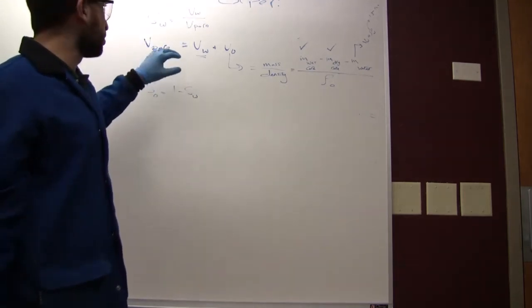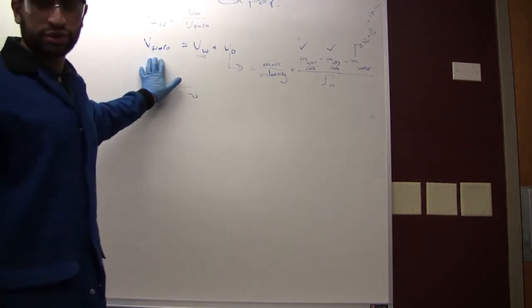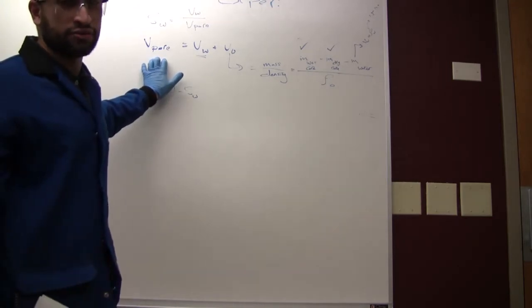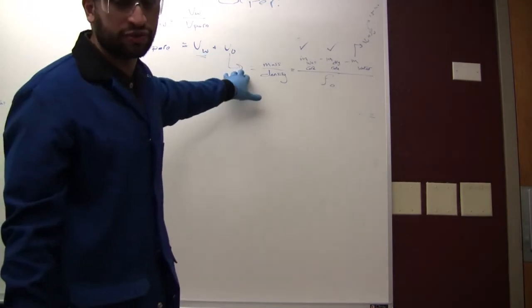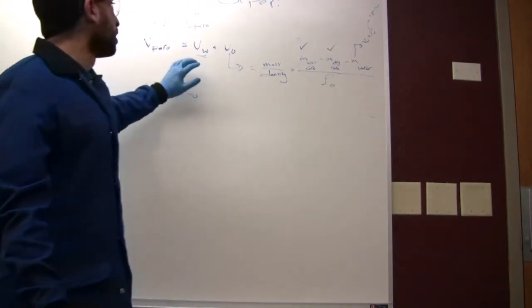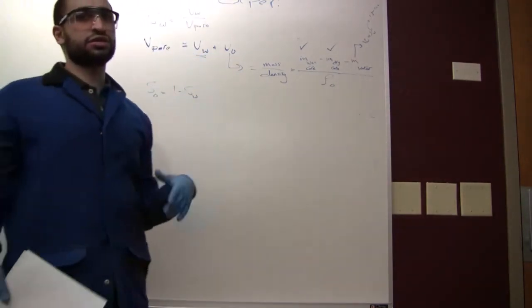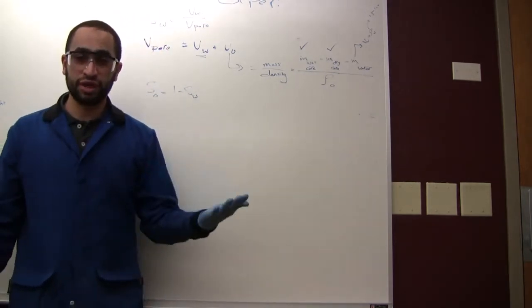How do I do that? We know that the volume of the pores, since the pores are totally full of oil and water, should be equal to the volume of water plus the volume of oil inside my core. How do I get the volume of water? This is easy. This is what my experiment will give me.